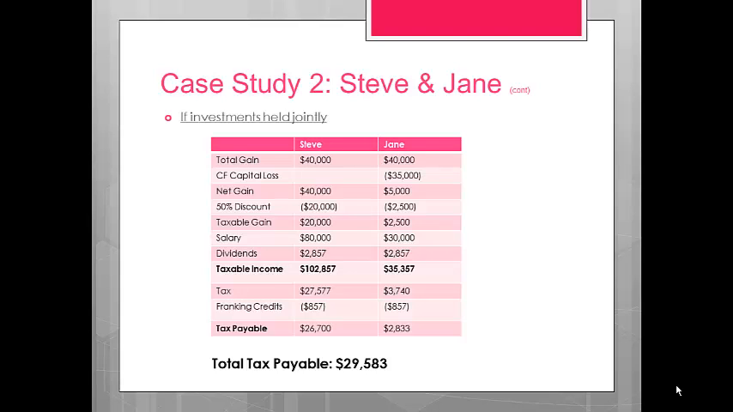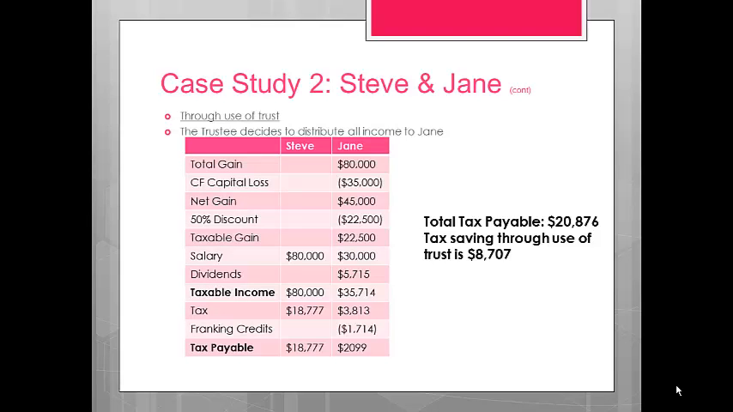We then add on their salaries and their share of the dividends, and we'd end up with taxable income of $102,857 for Steve and $35,357 for Jane, and total tax after the franking credits of $29,583. However, if they used a trust, the trustee could decide to distribute all the income to Jane.